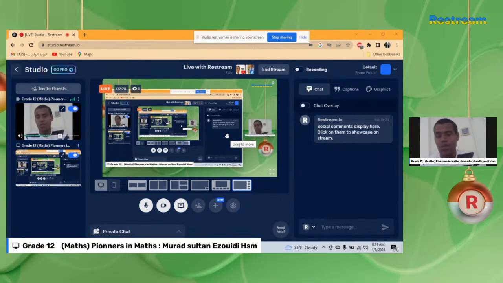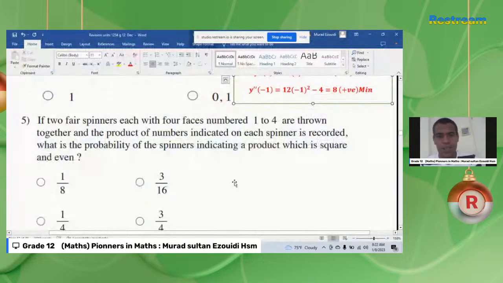So learners, we continue, and we will try to focus on some questions that always appear in the final exam of maths. Let's start now. Here is the question: if two fair spinners, each with four faces, numbered 1 to 4, are thrown together, and the product of numbers indicated on each spinner is recorded, what is the probability of the spinners indicating a product which is a square number?